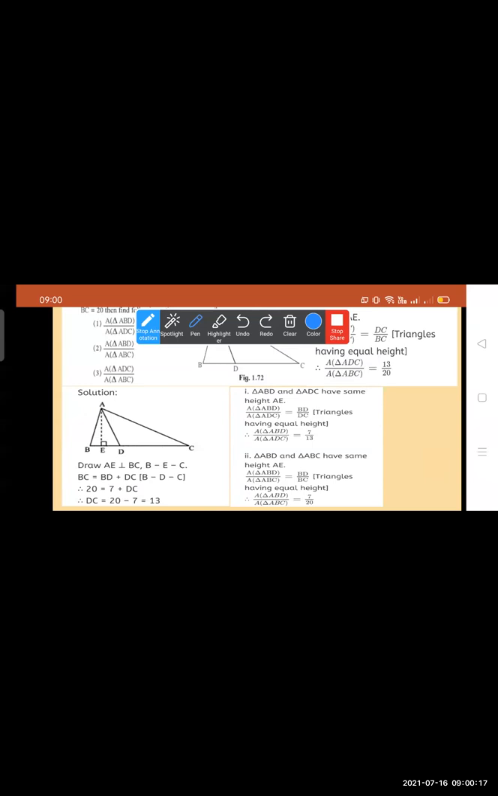This one is the perpendicular BAE. AE is the perpendicular, that is the height of all the triangles. If you consider triangle ABD, AE is the height and BD is the base. If you consider triangle ABC, AE is the height, BC is the base. If you consider triangle ADC, AE is the height, DC is the base. Means in all cases, AE is the common height.